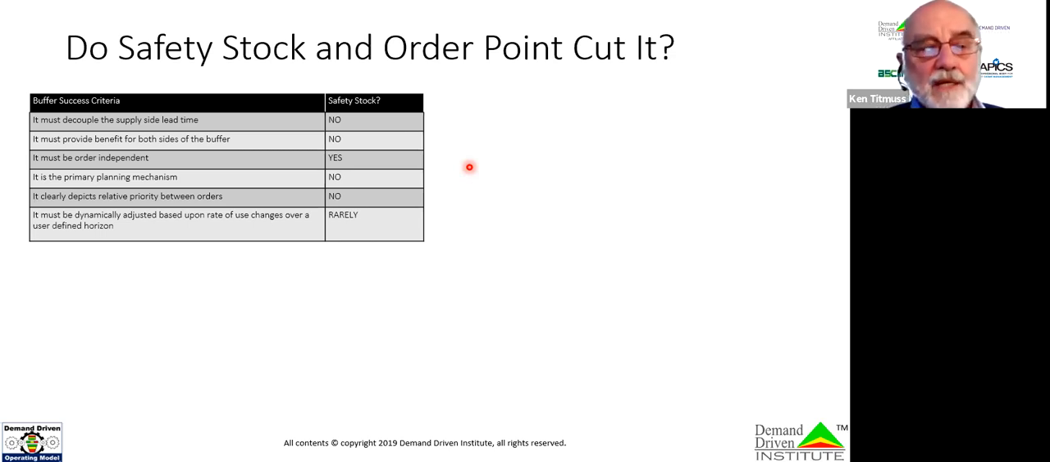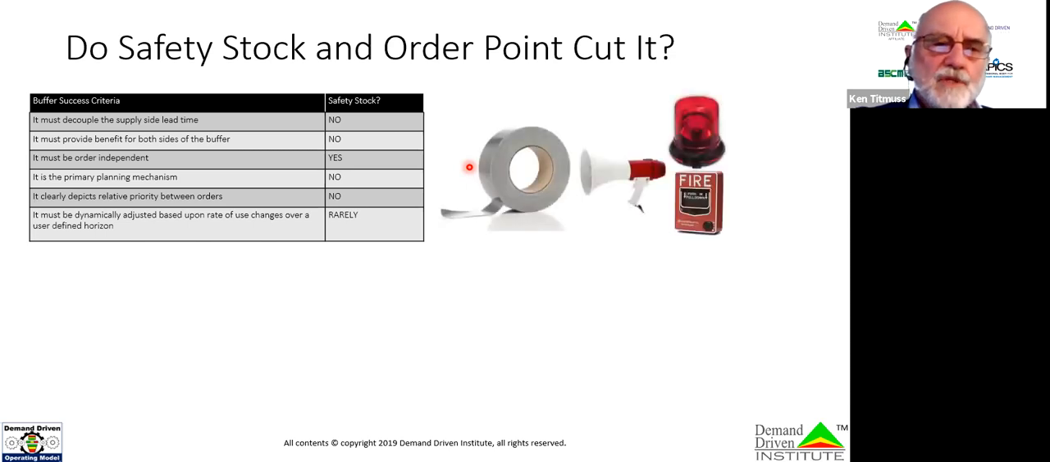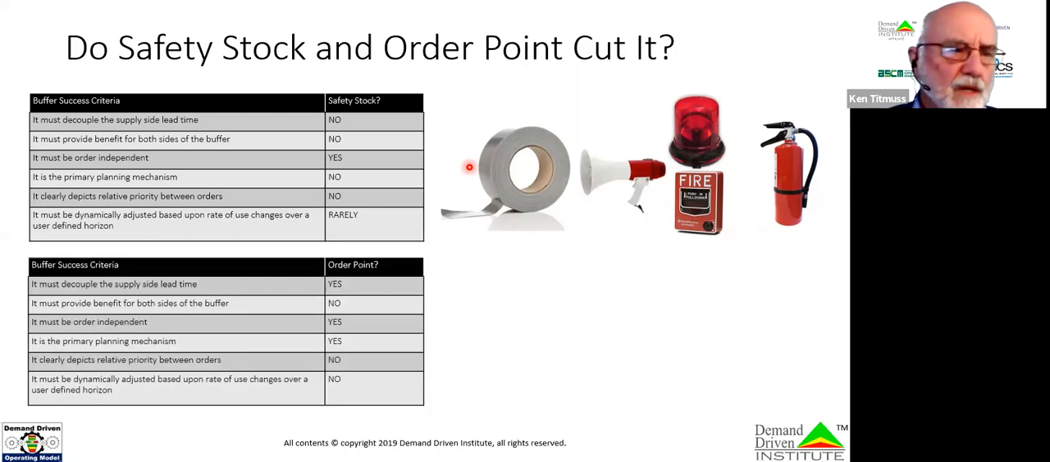And they don't dynamically adjust, or rarely do they dynamically adjust. Some people have tried to adjust their safety stock levels based on their forecasting performance, but people rarely do that. So safety stock is more like putting a plaster onto the system. It's more like a fire extinguisher. What we want is a firewall. We want nasty stuff stopped from going backwards and forwards through the buffer, whereas safety stock doesn't do that.